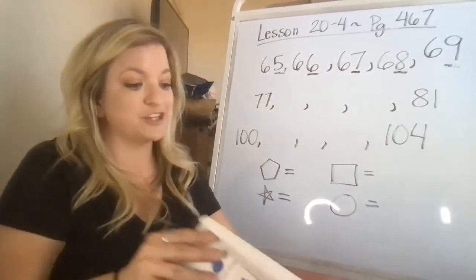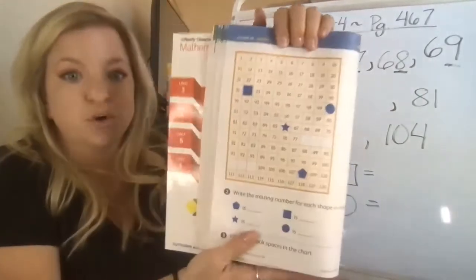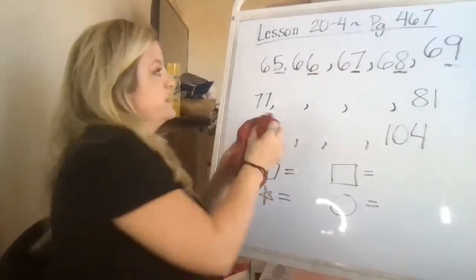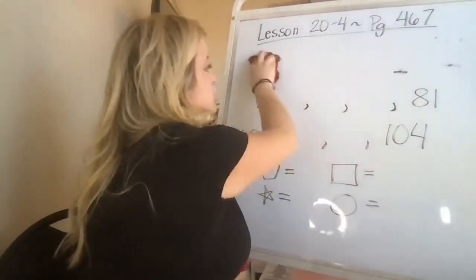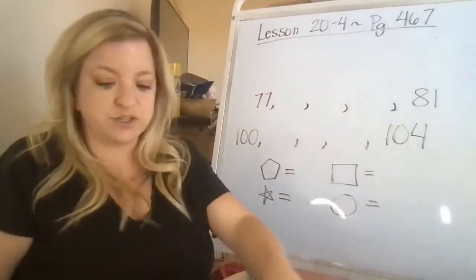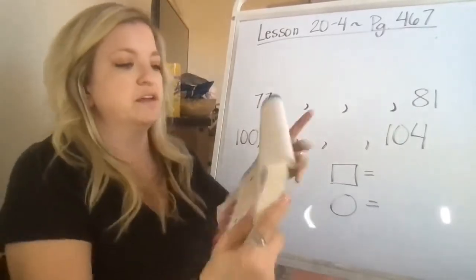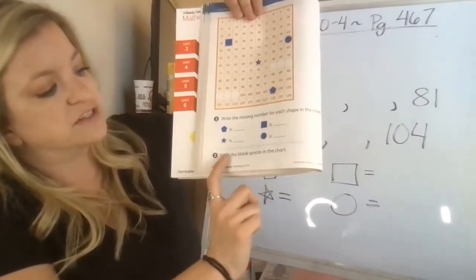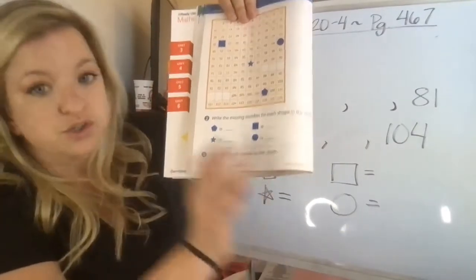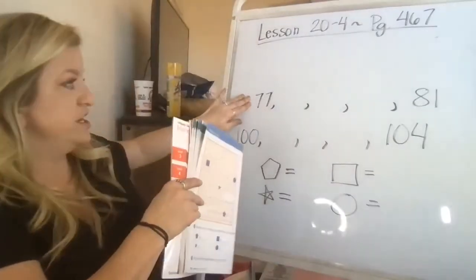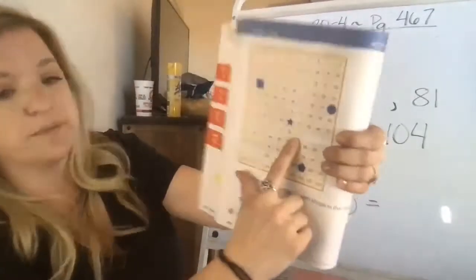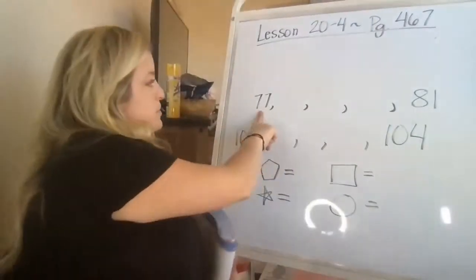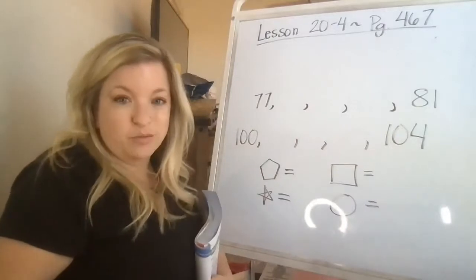You turn the page, you have a whole new hundreds chart with some cool shapes and some numbers missing. So I'm going to erase this top one so we don't get confused. Now it says write the missing number for each shape in the chart. So they want you to find out what these numbers are and write them here. It also says fill in the blank spaces in the chart. So we're going to start there first because I have them written here. So the first one, it stops at 77 and it goes again at 81. So I wrote that up here, 77 to 81, and we're going to go through it together.